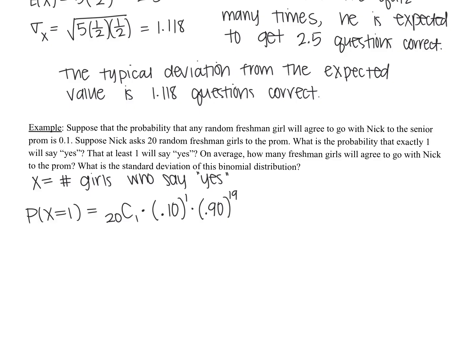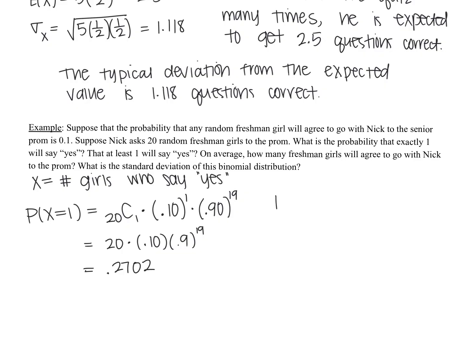So if I do 20C1 in my calculator, that's 20 times 0.10 times, and then 0.9 to the 19th is a very, very not fun decimal, so I'm just going to leave it as 0.9 to the 19th, and so I can just do 20 times 0.10 times 0.9 to the 19th, and we're going to get 0.2702. So there's about a 27% chance that one girl says yes.